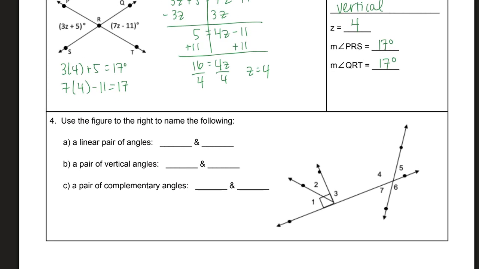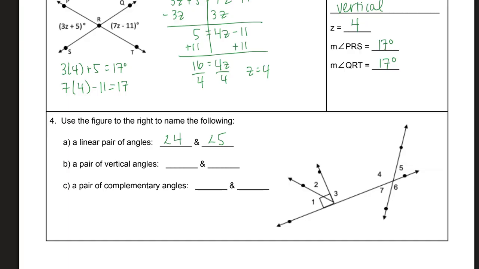Number 4, we're just identifying. So we want to look at the figure to name the following. A linear pair, remember, two angles that form a straight line. So there's a few that we can do. We could do 4 and 5 are a linear pair. We can say 5 and 6 are a linear pair, 7 and 6, and 4 and 7. So I'm going to do angle 4 and angle 5.